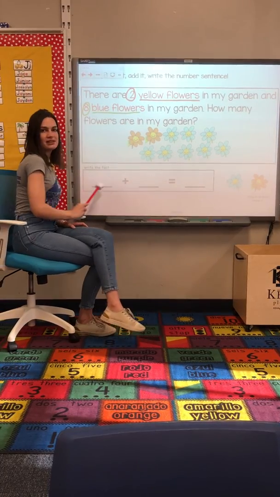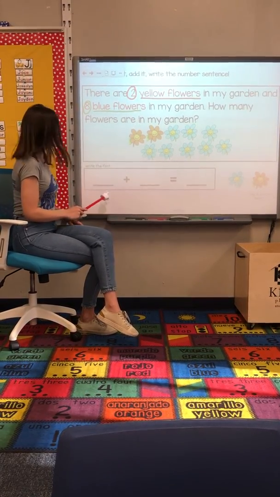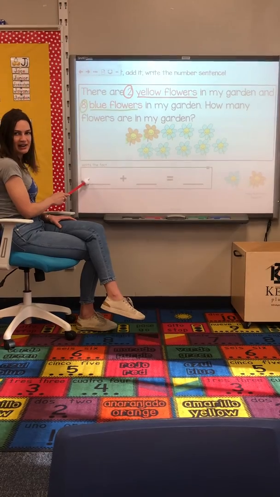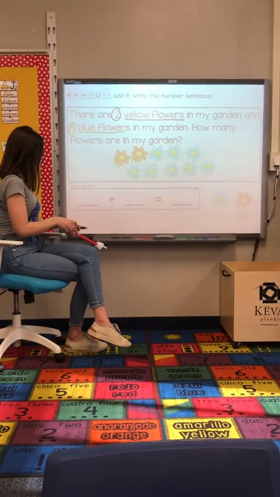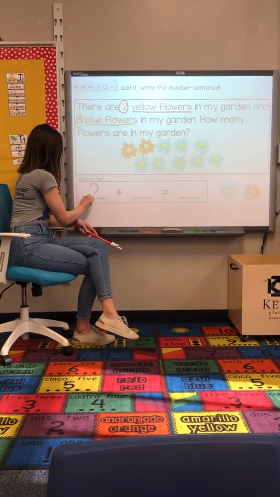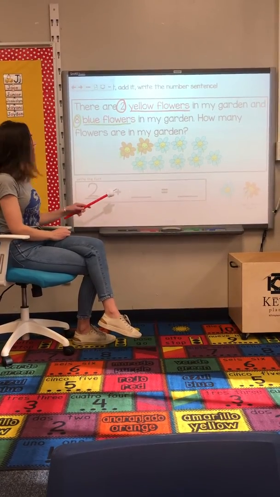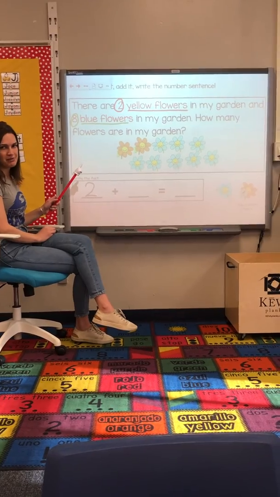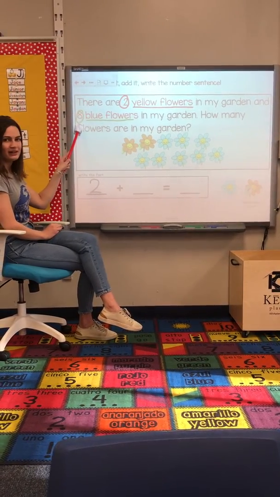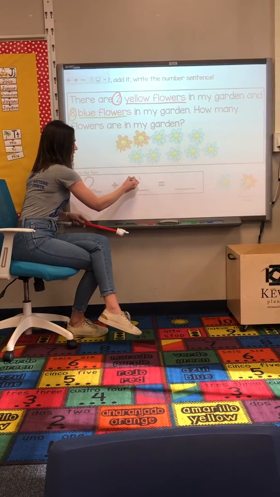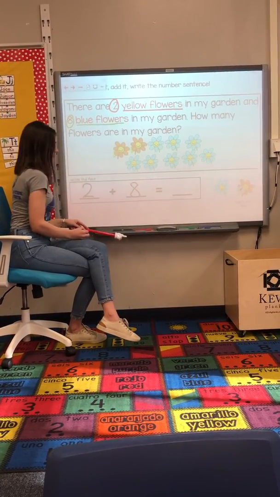Now I need to make this into a math sentence. What's the first number I'm adding? That's right, I can look at the number I circled. It's the number 2. I have my plus sign, that means I'm adding. What other number am I adding? That's right, I'm going to look in the green circle. That's the number 8. Make an S and come up straight.